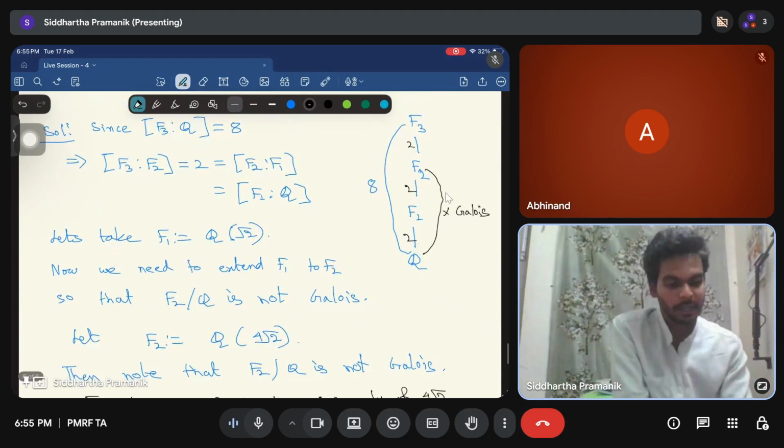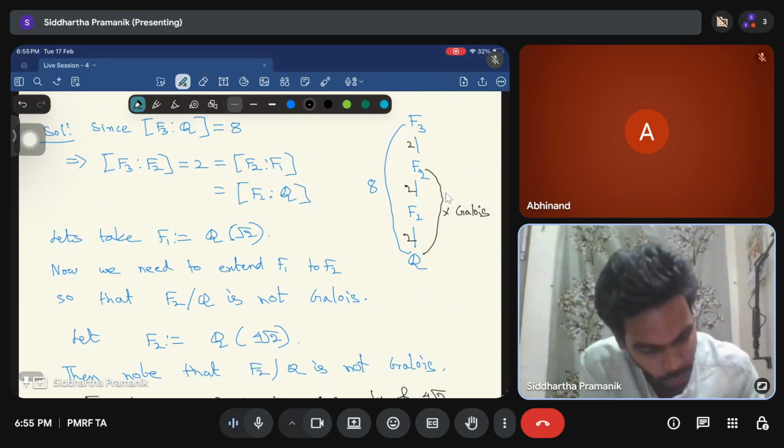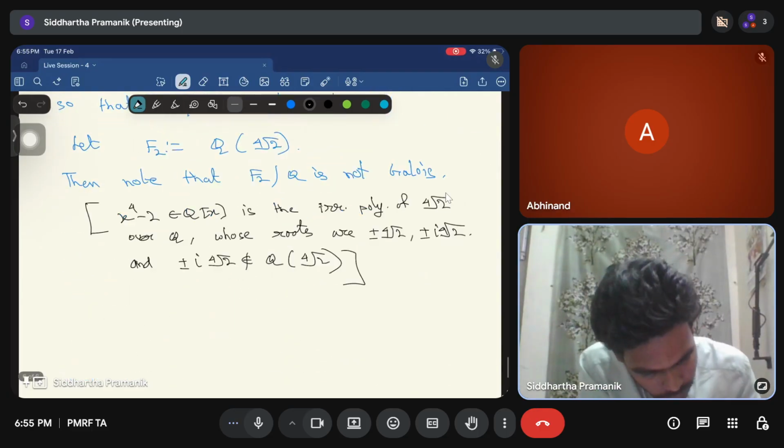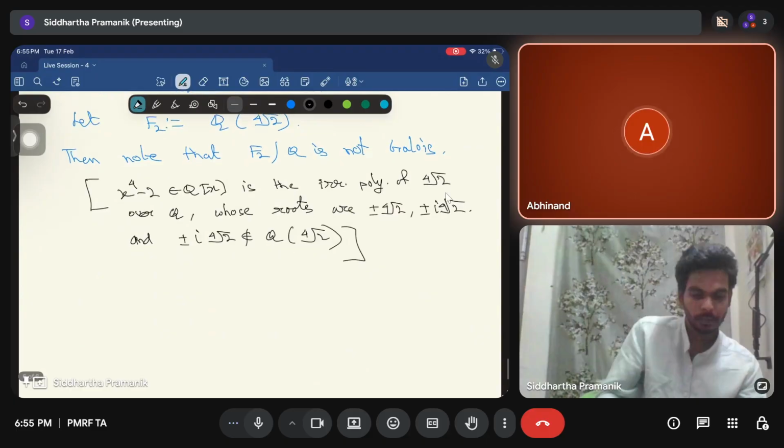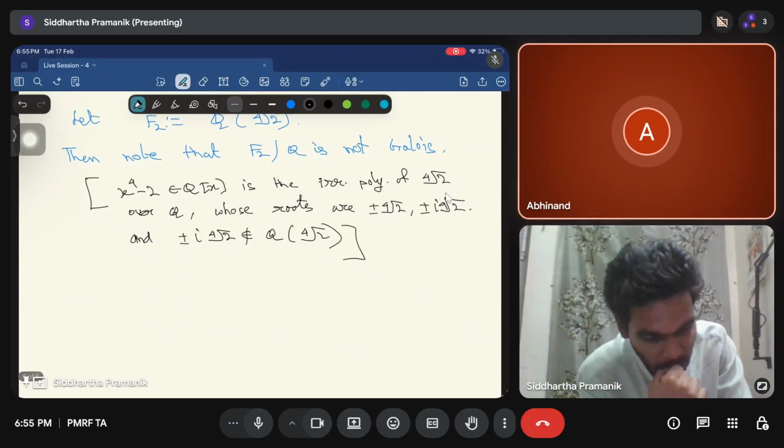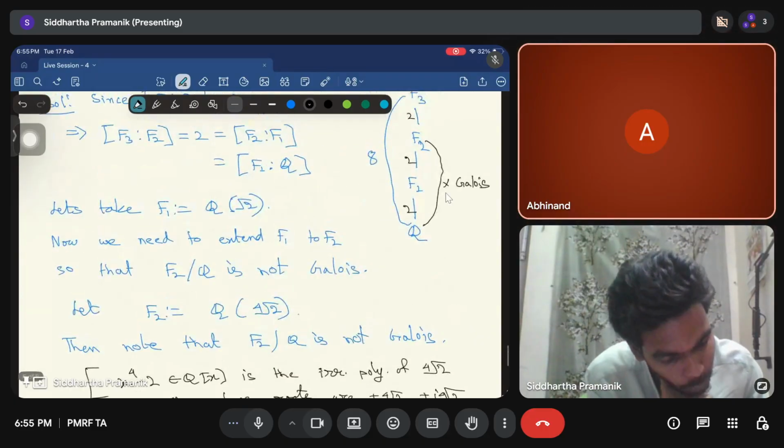Now we need to further extend it to get a Galois extension. So how will we do it? Sir, just one doubt. Is it Galois over F1? It is not even Galois over F1 also. Why is it not Galois over F1?